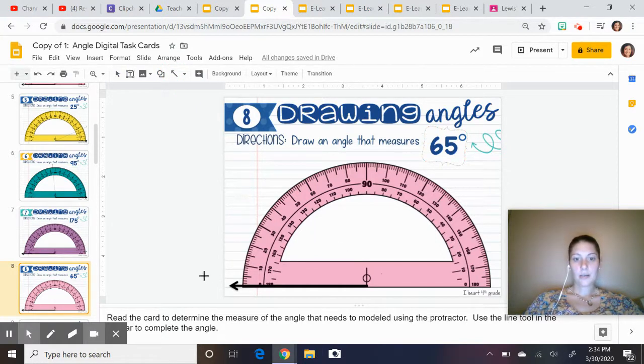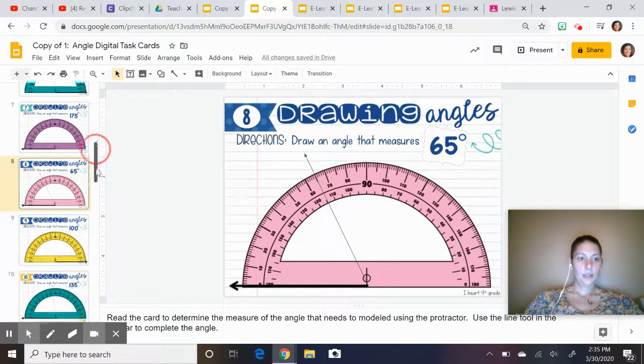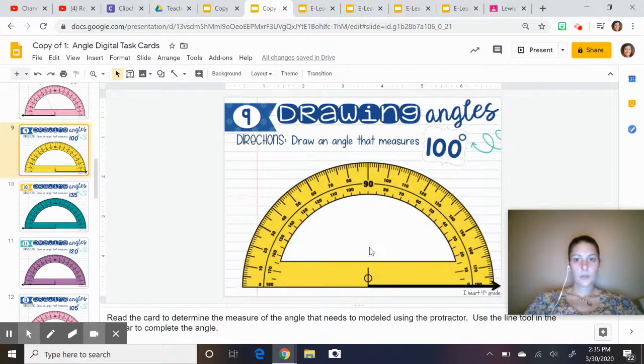All right, 65 degrees. They've got our bottom line matched with 0 on the left side this time. So we're going to look. Remember, this would be 90. That's a right angle. We don't have a right angle. We're at 65. So we're going to come down and stop at 65. Okay. This one measures 100 degrees. They've moved our line back on the other side. So we're going to match our vertex, and we are going to, remember, this would be 90. We're going to go to 100.